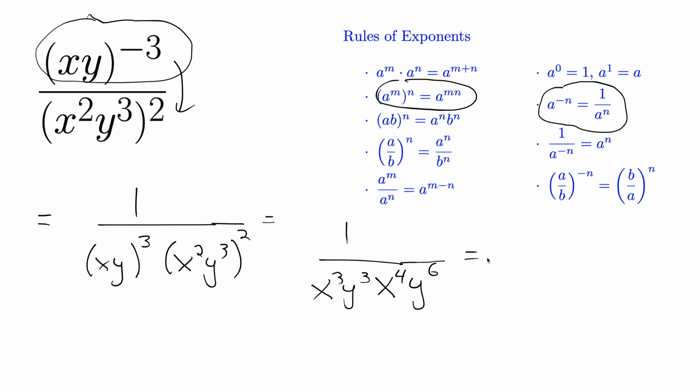Okay. All right, and now let's use this property here to add exponents. So we have 1 over x to the 3 plus 4, which is 7, y to the 3 plus 6, which is 9. There we go.